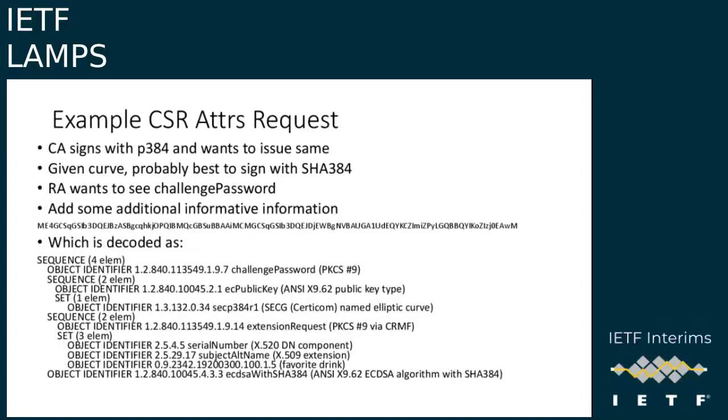It says it's a sequence of an OID for challenge password, followed by an object, which is EC public key using P384. And then there's another attribute of an extension request that has 3 sets in there. One is requesting a serial number, a subject alternative name, and the device's favorite drink, and to sign the whole thing with SHA-384. So next slide.